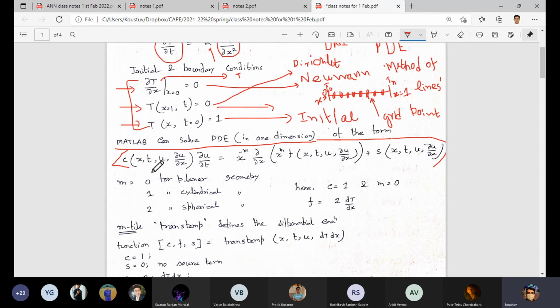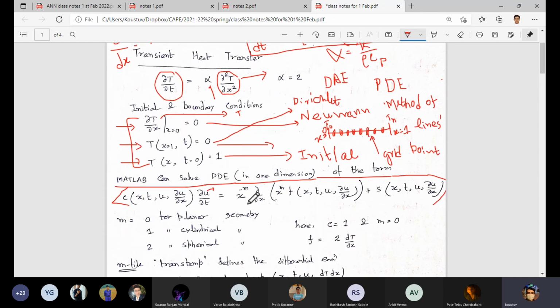You can see here that c is a function; it can be a constant or a function of x, t, u, or del u del x. These are our main variables: u is the temperature you can consider, t and x are always there, and the first derivative of temperature. So c can be constant or this kind of function, and this is the second derivative, the del x of the whole term. Here most of the terms are constant. In order to get these equations, we will see later that f must be 2 dt dx, where 2 is because alpha equals 2, so it is basically some constant.